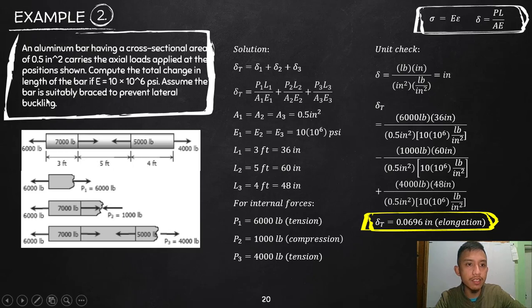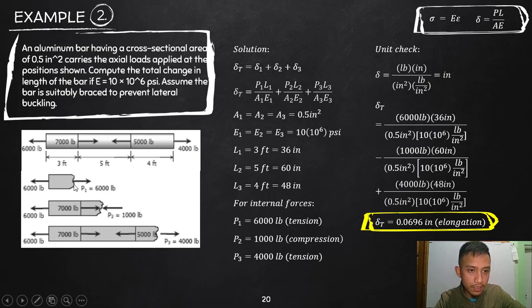So assume the bar is suitably braced to prevent lateral buckling. Okay. So assume na compact yung section given this type of loading. So hindi mag-affect yung movement niya sa stress, okay? Or sa behavior ng material natin.